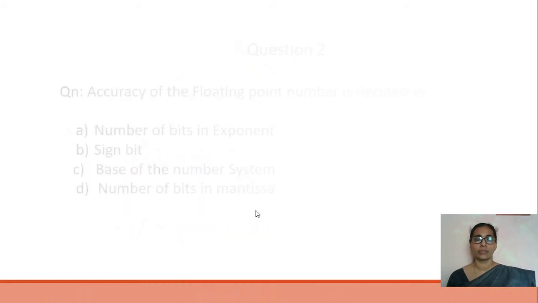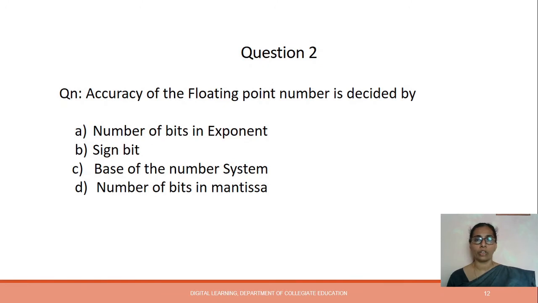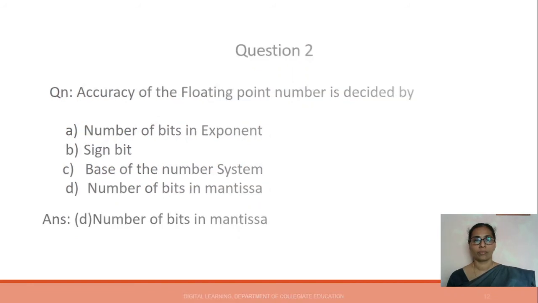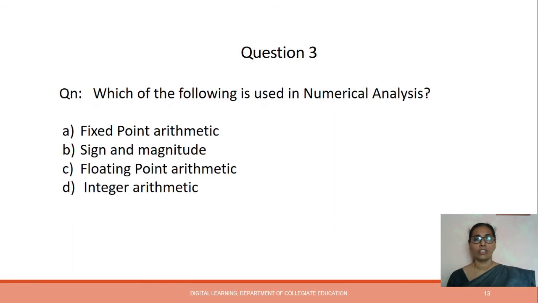Next one, the accuracy of the floating point number is decided by the number of bits in the exponent, sign bit, base of the number system, or number of bits in the mantissa. The answer is the number of bits in the mantissa. Next one, which of the following is used in numerical analysis? Fixed point arithmetic, sign and magnitude, floating point arithmetic, or integer arithmetic? The answer is floating point arithmetic.